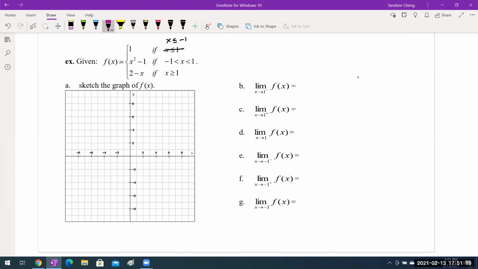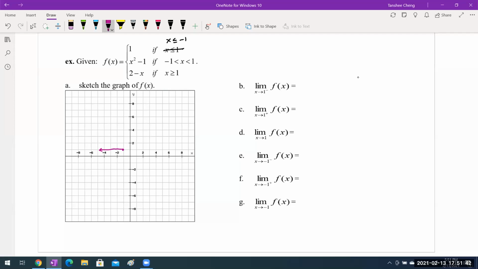1 is right here, right? X is 1, and it will be a closed circle, and we will have a horizontal line whenever x value is smaller than negative 1, my bad, sorry. Here's negative 1, go in this direction. There you go. Okay.